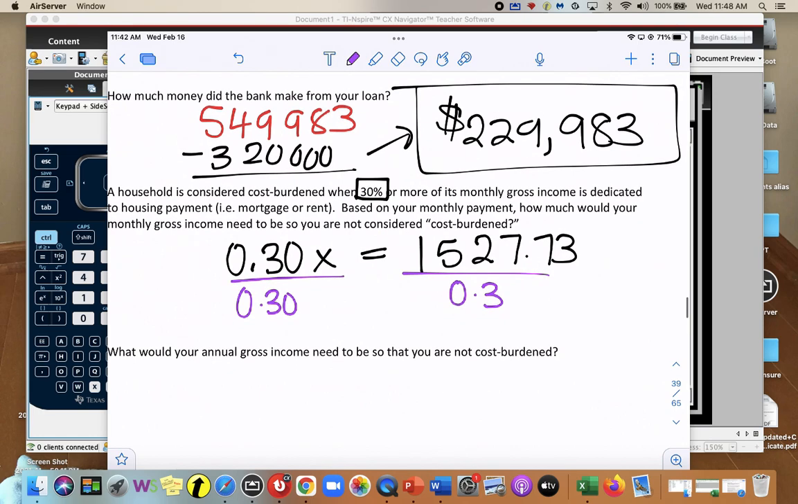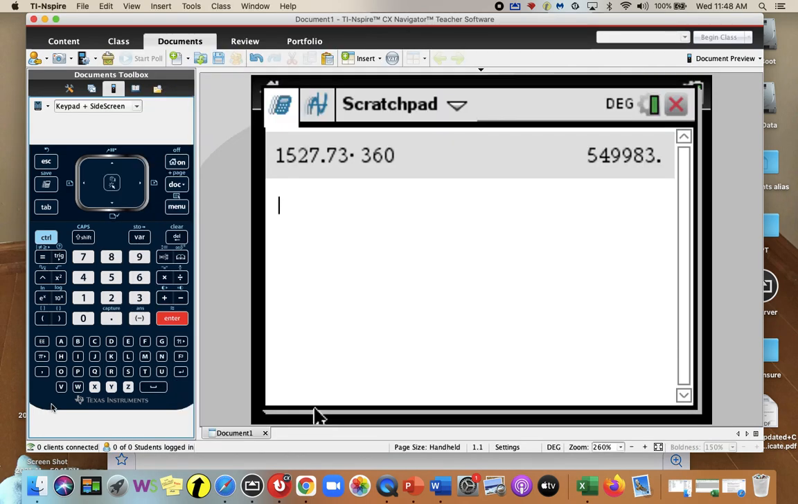And then we can figure out our monthly payment. So let's type that in. 1527.73 divided by 0.3, not 0.03. Whoa, typed too many things here. All right. This is what your monthly, I'm going to write it down here. Monthly. This is how much you would have to make per month.